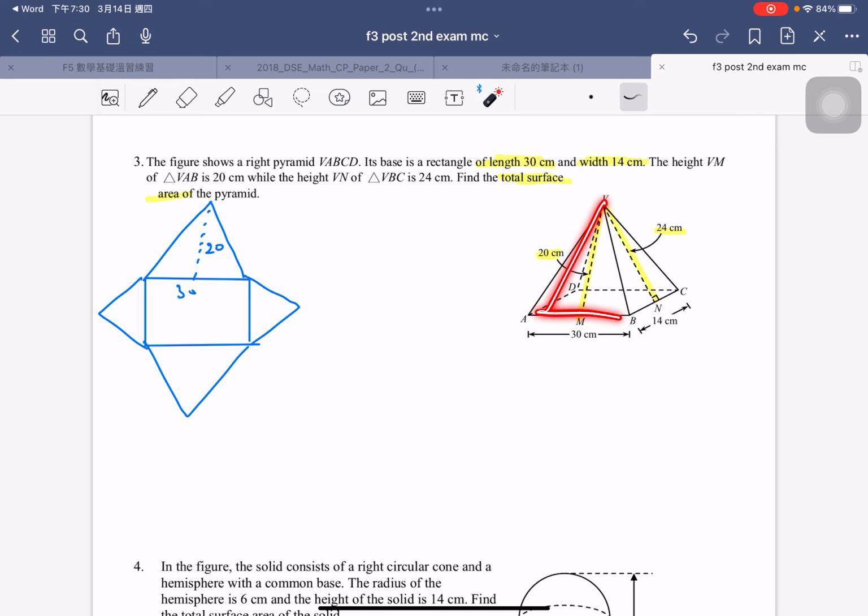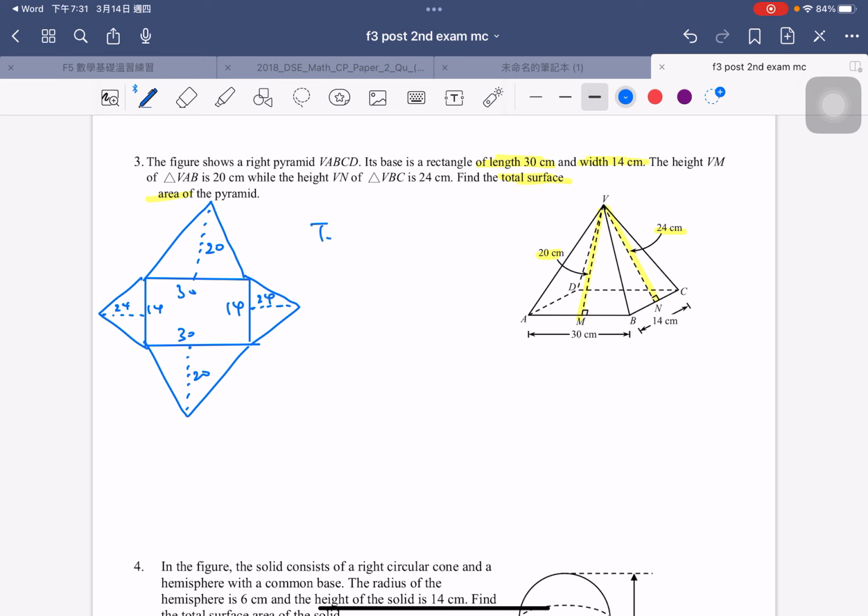So this triangle and the opposite triangle, the opposite triangle is this one, it's actually the same, isn't it? So this is 30, and the height is 20. And now we can consider this one. The right triangle is this right one, the VBC. The base is 14, the height is 24. So you label it, 14 and 24. Similarly for this one, 24 for the height and 14 for the base.